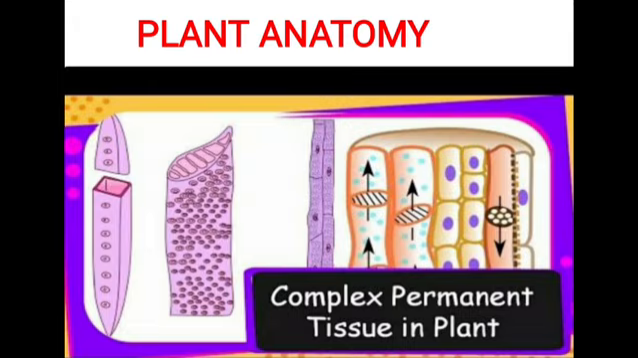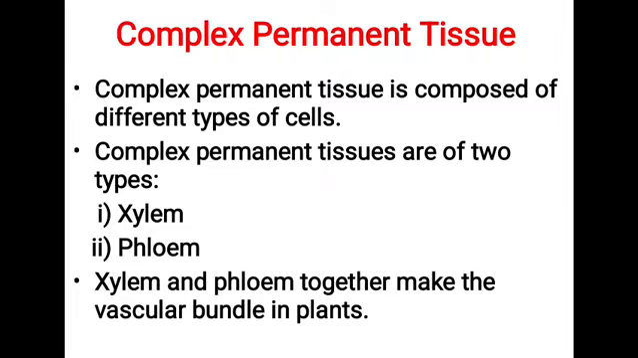In this video, we are going to see the complex permanent tissue, especially about xylem in plant anatomy. Complex permanent tissue is composed of different types of cells. Complex permanent tissues are of two types: one, xylem, two, phloem. Xylem and phloem together make the vascular bundle in plants.